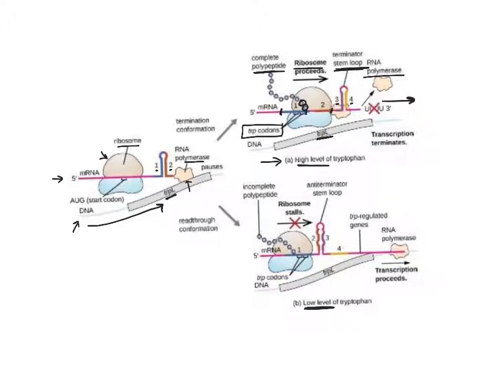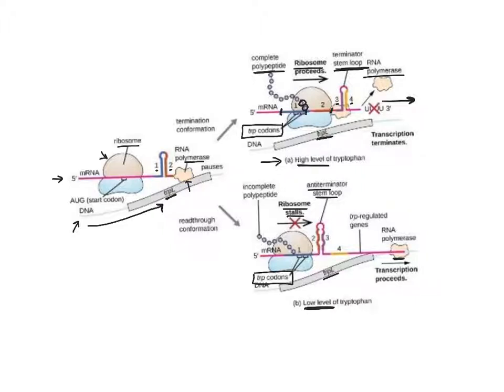Down here, where we have our low levels of tryptophan, here's our TrpL, our RNA polymerase is over here. In this case, we have our trp codons here, and our ribosome is going to stall. And it's stalling because it's waiting for that tRNA to bring those tryptophan along so that it can put it into this growing polypeptide. Since it's not there, it's waiting, and since it's waiting, it's able to form this anti-terminator stem loop.